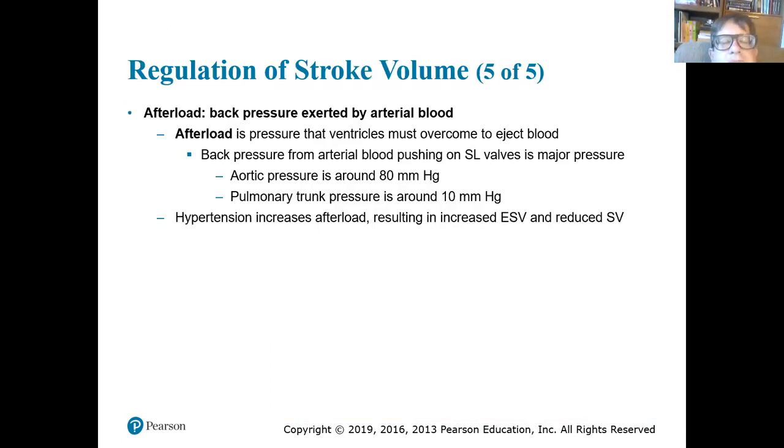All right. So we did preload, we did contractility. Now we do afterload. Afterload is the back pressure from the arterial blood. This is a problem if you have hypertension, if you have high blood pressure, that pressure is pushing on the semilunar valves, closing them. If you want to send blood from the heart into the aorta or the pulmonary trunk, you need to push harder just to open the valves to get the blood out of the heart.